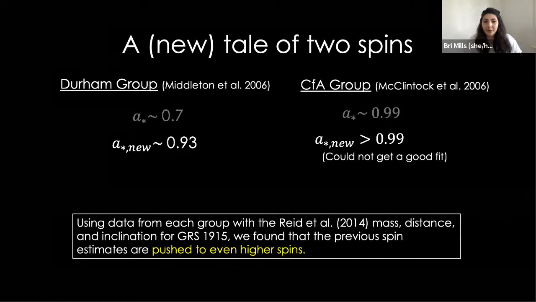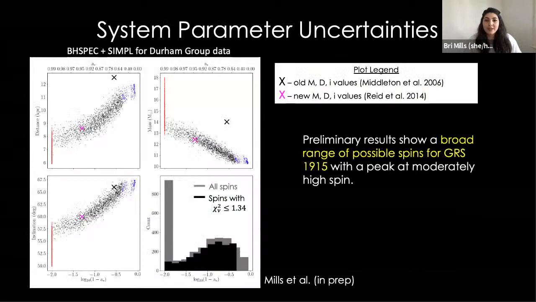But despite these impressive results from the VLBI parallax and constraints on the superluminal jet motions, there are still uncertainties in the Reid et al. best fit mass, distance, and inclination for GRS. So here we explore the effect of these system parameter uncertainties on the best fit spin.